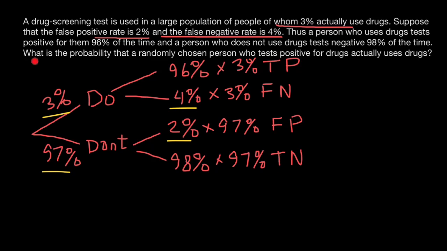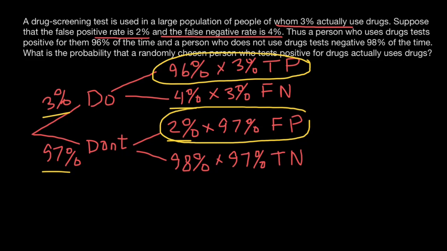And the question: what is the probability that a randomly chosen person who tests positive for drugs actually uses drugs? Who is going to test positive? This is true positive, so people who use drugs and test positive for drugs. But also we have false positive, people who don't use drugs but still test positive for drugs. Both these categories would test positive for drugs. So with the next step, we have to divide the number of people who are true positive by the total number of people who test positive.